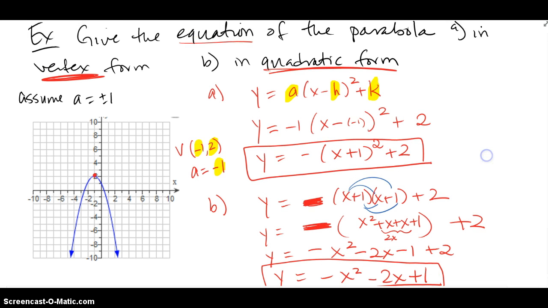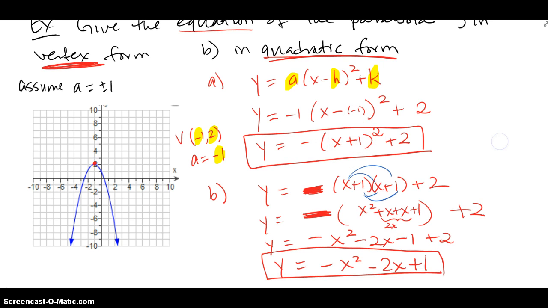So quadratic form is easy to get from the vertex form if you're able to multiply things out. Now remember the last number in the quadratic form is always the y-intercept. This is reassuring because notice what the y-intercept is. The y-intercept is 1, just like this tells me.